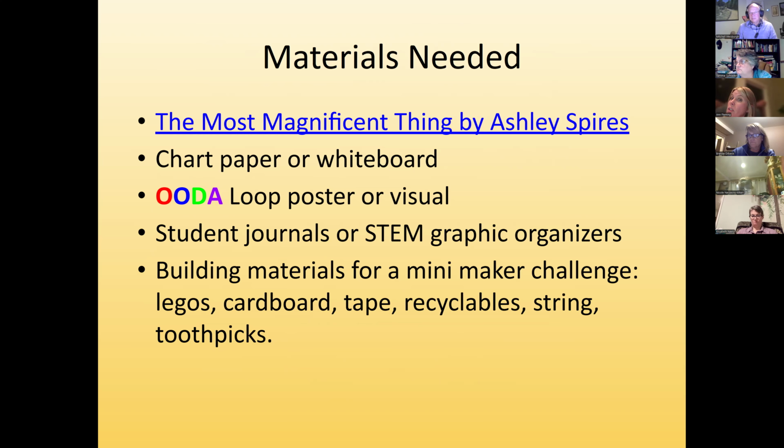You're going to need building materials for a mini maker challenge. So anything you have on hand, like you could throw anything out that students could use. Legos, cardboard, tape, recyclables, go out to the recyclable bin of the plastics, anything. String and toothpicks. Those are just some things I was thinking of, but next slide, please.